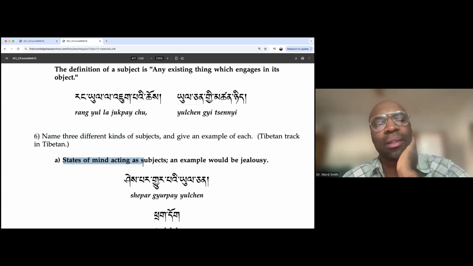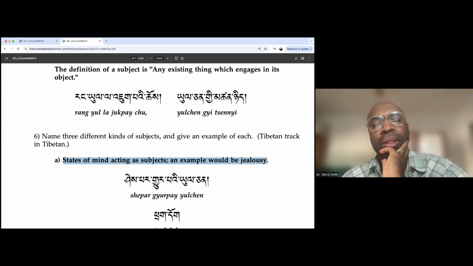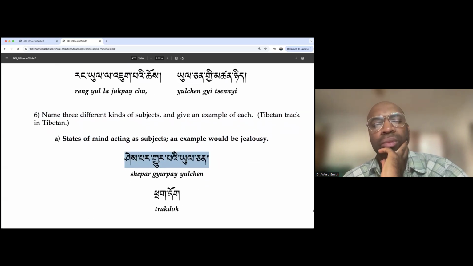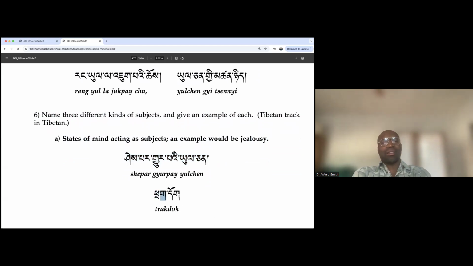States of mind acting as subjects. An example would be jealousy. Shepar Kyorpa Yulchen. Oh, states of minds acting as subject? So then, main mind? I don't know. Trakdok means jealousy. Shepar is just states of awareness, being a Yulchen, a subject.